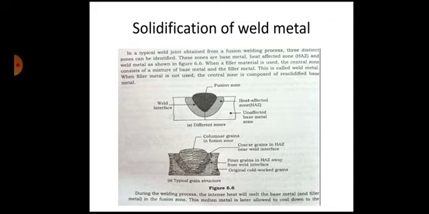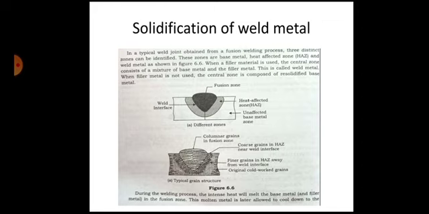When a filler material is used, the central zone consists of a mixture of base metal and the filler metal. This portion is called the weld metal. When filler metal is not used, the central zone is composed of resolidified base metal. That is, whenever the filler material is not used, the central zone consists of only the base metal, in a resolidified form.